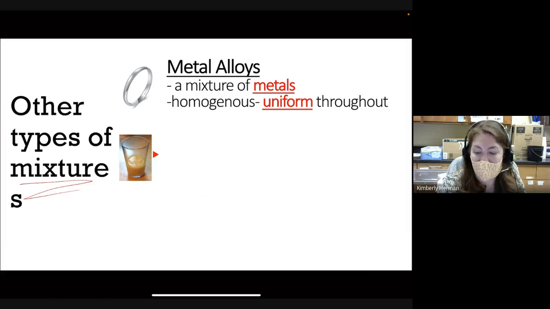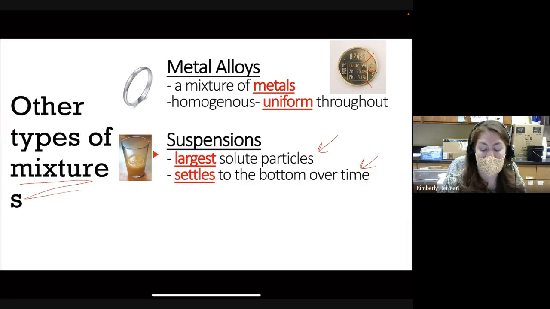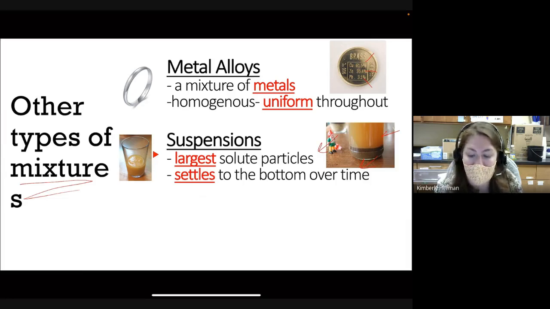So brass is actually a physical mixture of copper, zinc, and lead, but brass has that nice gold tone to it. Now, suspensions, like our orange juice and pulp, have the largest solute particles, and we'll see that they settle out over time. And we can see it in this little glass that has sandy water or clay water. We can see that the particles eventually come to the bottom. Now, it kind of looks muddy or murky on top, but as time happens, those particles head to the bottom, and you'll see distinct layers.